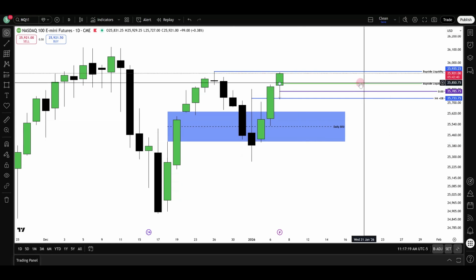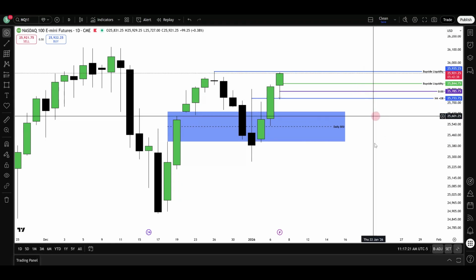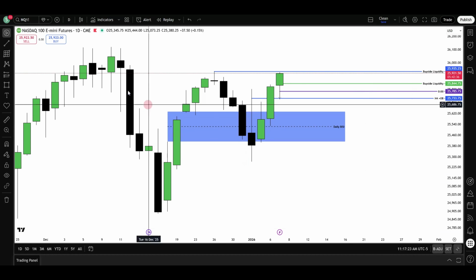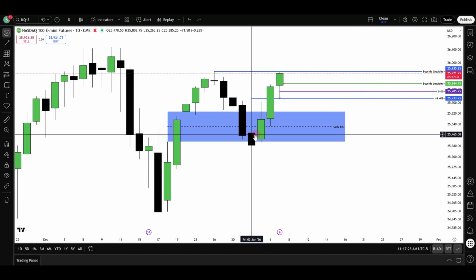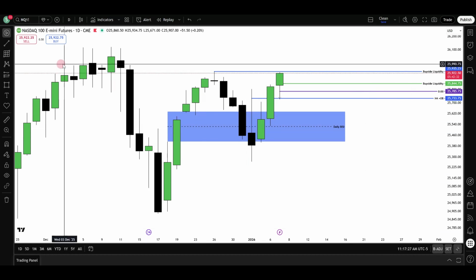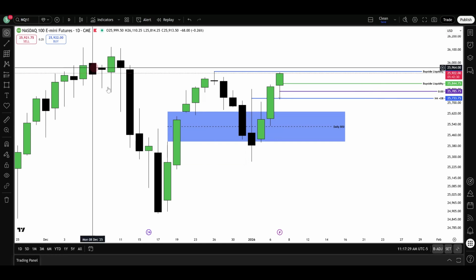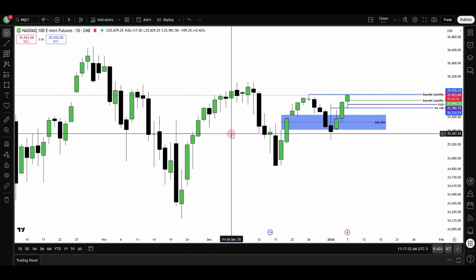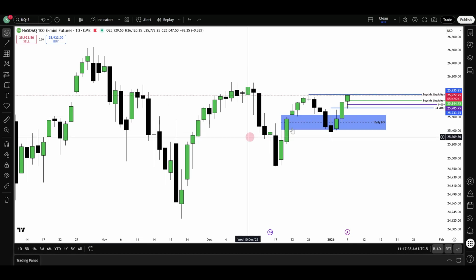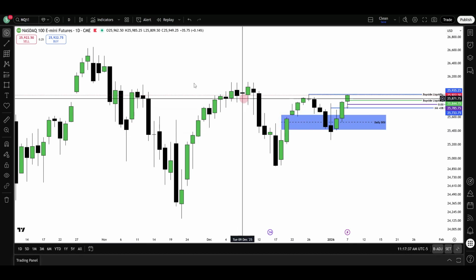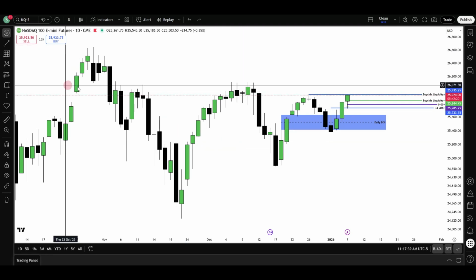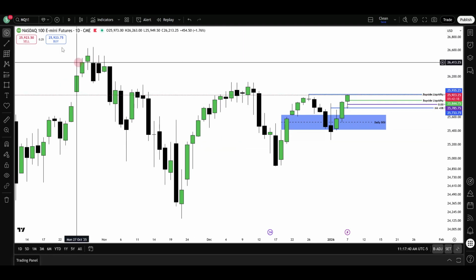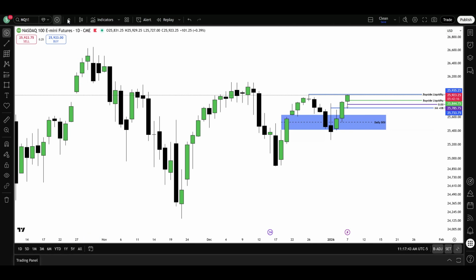So today is Wednesday, January 7th, 2026, and the time is 11:17 a.m. I'm here on the NASDAQ E-mini futures market, and what I want to do is a breakdown of the trade that I got out of about an hour or so ago.